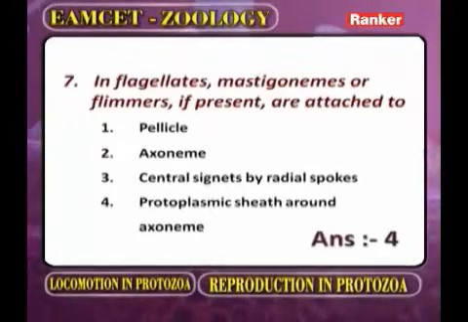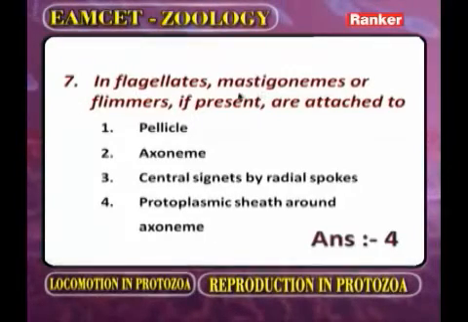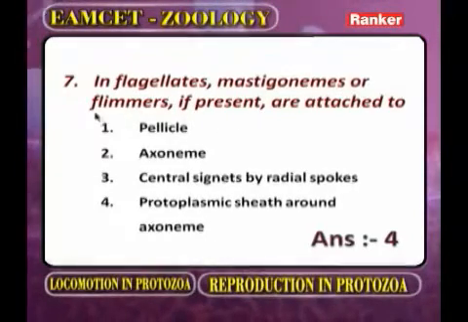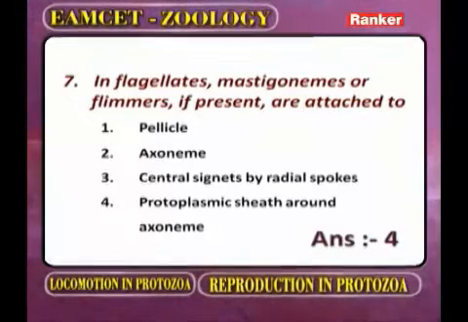The next question is, in flagellates, mastigonemes or flimmers, if present they are attached to. Once again repeating the question, in flagellates, mastigonemes, they are also called the flimmers or lateral appendages, if present, are attached to. One we call it as a pellicle, second one we call it as axoneme, third one we call it as central singlets by radial spokes, protoplasmic sheath around axoneme.